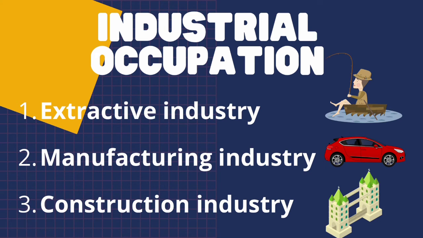Then number two, which is the manufacturing industry. Manufacturing industries are involved in processing raw materials into finished products. An example can be a car production company where they make cars, they manufacture cars. Then number three is the construction industry. This industry is involved in making things, constructing things, like for example, constructing a building or constructing a bridge across a river. So these are the three types of industries we have.